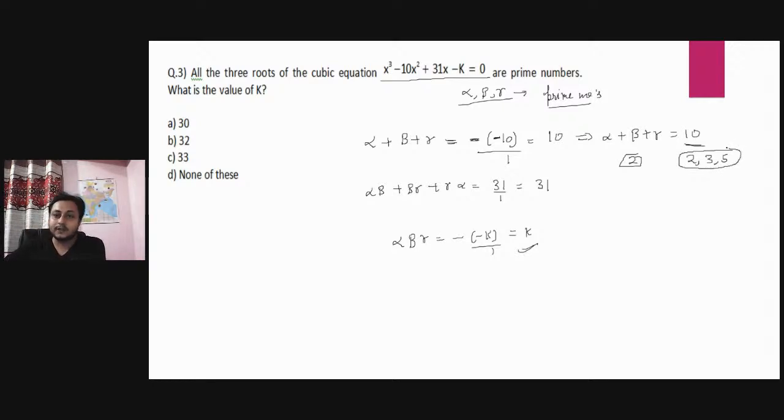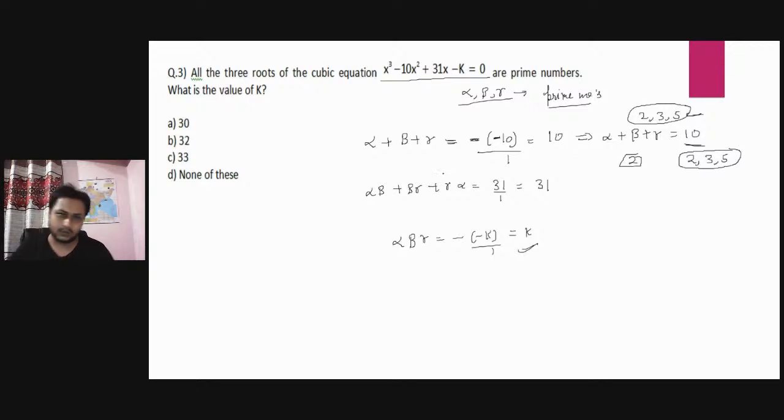So the three roots have to be 2, 3, 5, right? Because every other combination, except this combination, will give you a sum greater than 10. So guys, the values of alpha beta gamma come out to be 2, 3, 5 in any order. These are the three roots of this cubic equation.